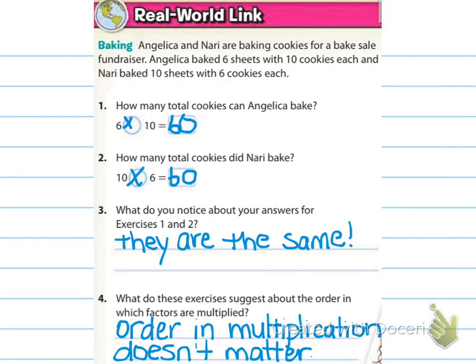Alright, so here are the answers. You should have filled in multiplication for both 1 and 2, and that the answer would be 60 cookies. So basically, Angelica used fewer baking sheets but put more cookies on the sheets, and Nari used more baking sheets and put fewer on each sheet. But they came out with the same 60 cookies each. Number 3, they're the same. And what we should have seen was that the order in multiplication doesn't matter. That's the commutative property of multiplication. So the commutative property of multiplication says that order doesn't matter.